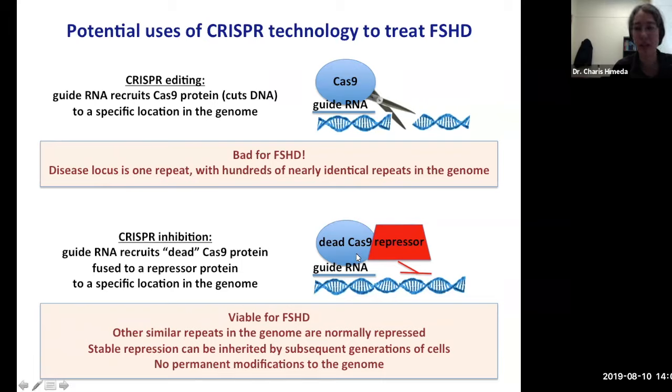And in this situation, Cas9 has been mutated, so it's no longer capable of cutting, and it's fused to a repressor protein. So now the guide RNA recruits a system which represses DNA instead of cutting it. And this turns out to be really ideal for FSHD because we want to turn off or dial down DUX4 expression. And importantly, other similar repeats in the genome are normally repressed. So recruiting a repressor to those locations shouldn't cause any problems. If the repression is stable enough, it can be inherited by subsequent generations of cells, but importantly, without creating any permanent changes in the genome.